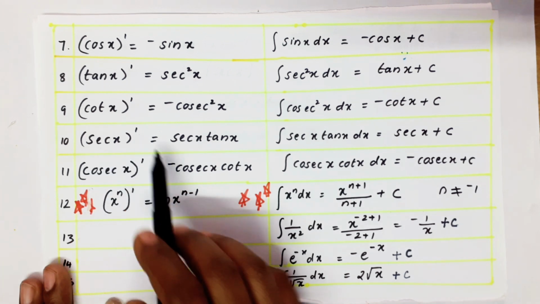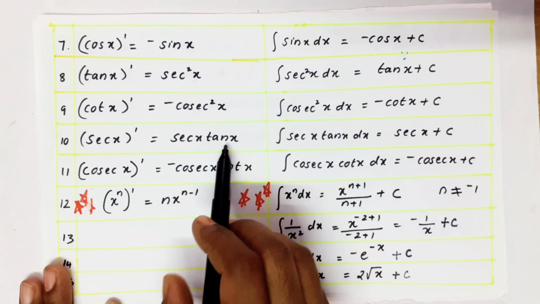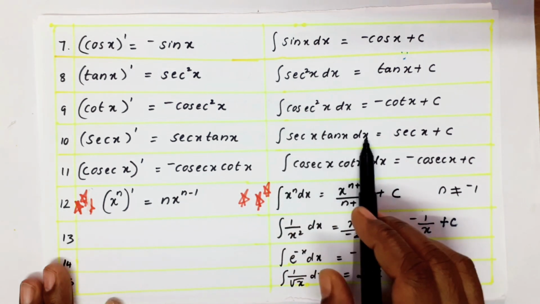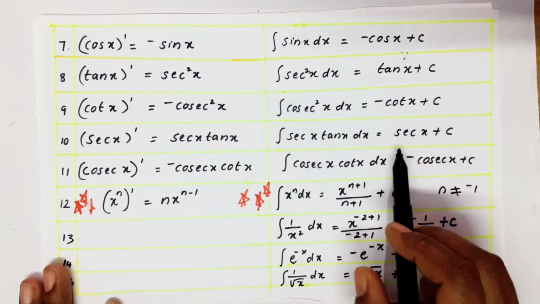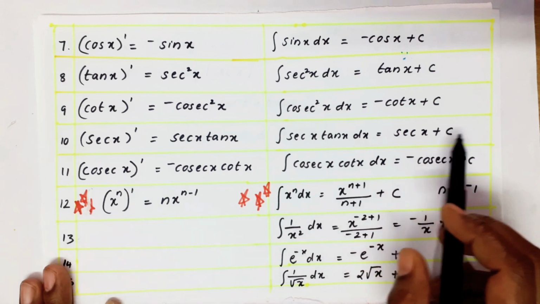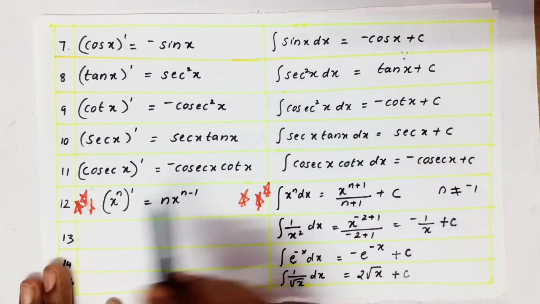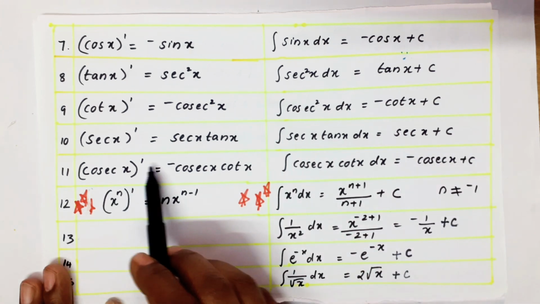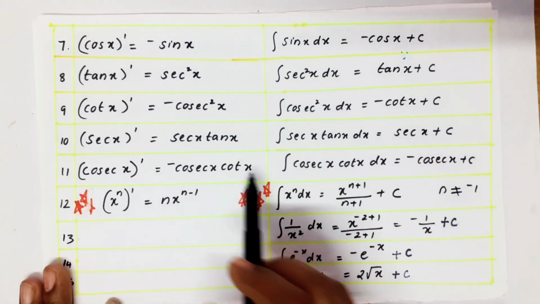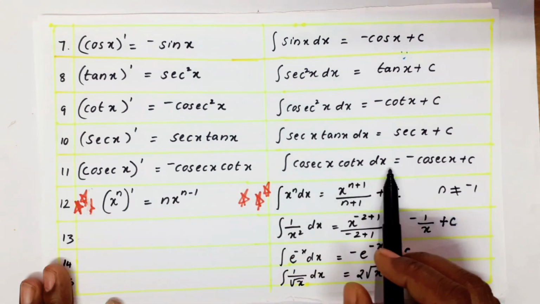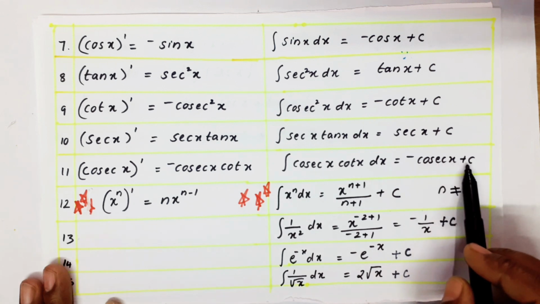Sec x dash is sec x tan x. It means the integral of sec x tan x dx is sec x plus c. Cosec x dash is minus cosec x cot x. It means the integral of cosec x cot x dx is minus cosec x plus c.